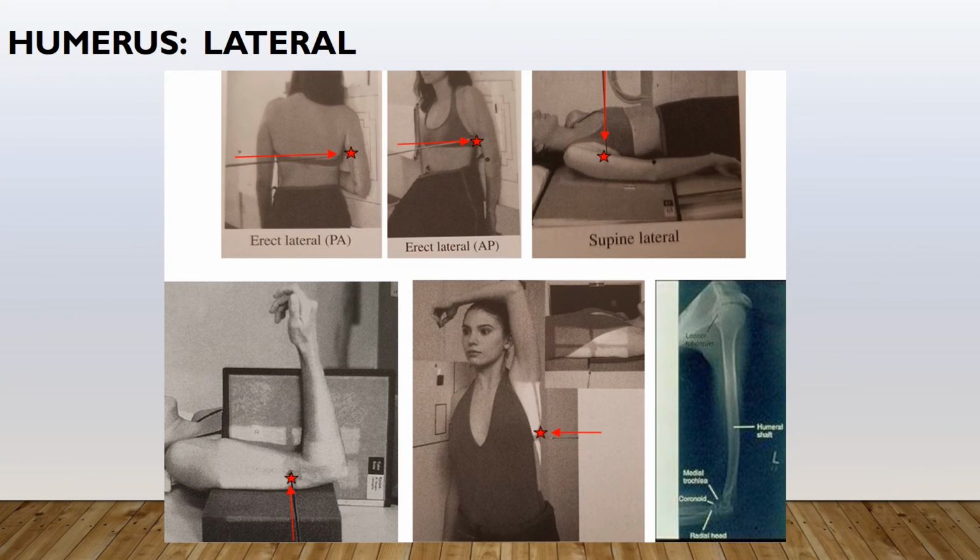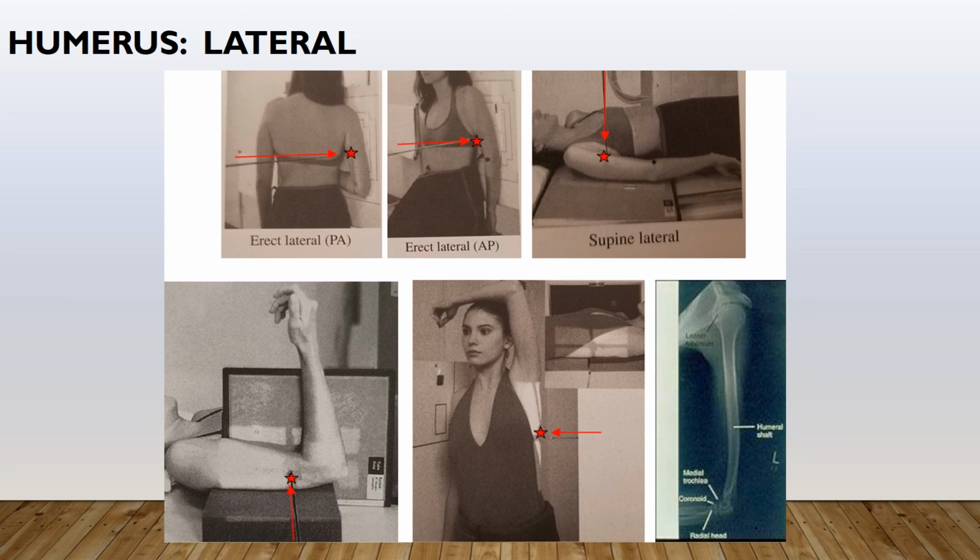Here's some different ways you can take a lateral humerus. Now, once again, if you're at the upright, make sure you're at 40 inches. For all of these pictures, we are going to be at 40 inches. We can take one with the patient facing the image receptor, and as you can see, the elbow is lateral. We can take one with the patient's back up against the image receptor and the palm is down. Or we can take one with the patient lying on the table with their palm down.